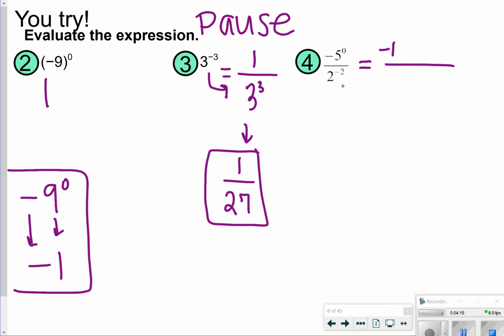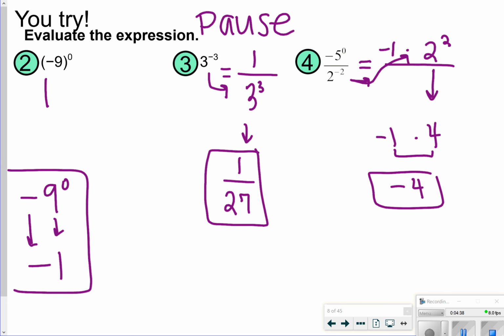And then I have this 2 to the negative 2nd power. It is not going to stay on the bottom. Instead, it's going to have to go up here to be a positive 2 to the 2nd power. So now I can basically just look at negative 1 times 2 to the 2nd power. Well, I know 2 to the 2nd power is equal to 4, so I'm basically multiplying negative 1 by 4, which is negative 4, my answer. So just be careful with when we have parentheses versus when we do not.